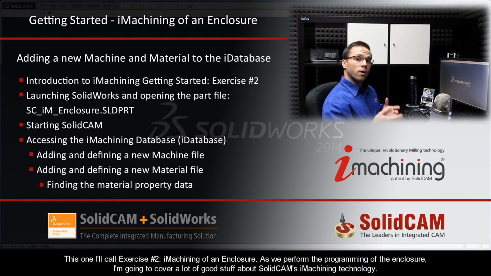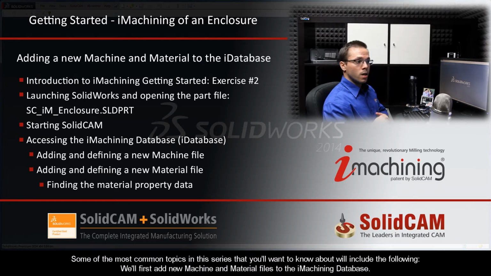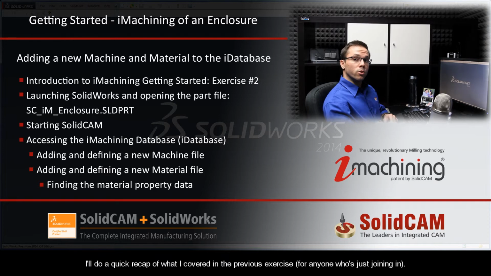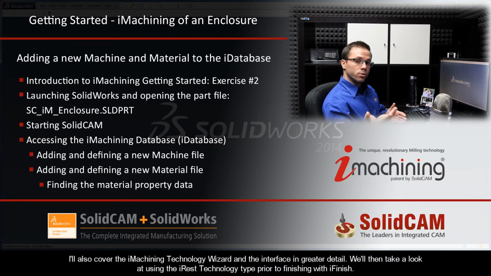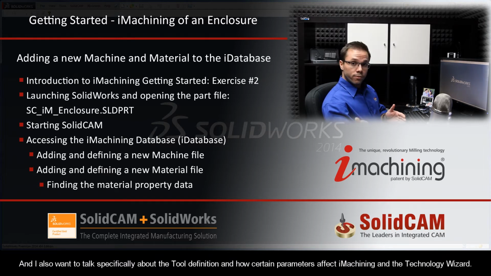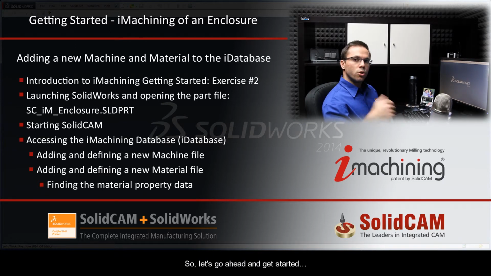Now as we perform the programming of an electrical housing, I'm going to cover a lot of good stuff about SolidCAM's iMachining technology. Some of the most common topics in this series that you'll want to know about will include the following. We'll add new machine and material files to the iMachining database. I'll do a quick recap of what I covered in the previous exercise for anyone who's just joining in. I'll also cover the iMachining Technology Wizard and the interface in greater detail. We'll then take a look at using the iRest technology type prior to finishing with iFinish. And I also want to talk specifically about the tool definition and how certain parameters affect iMachining and the Technology Wizard. So let's go ahead and get started.